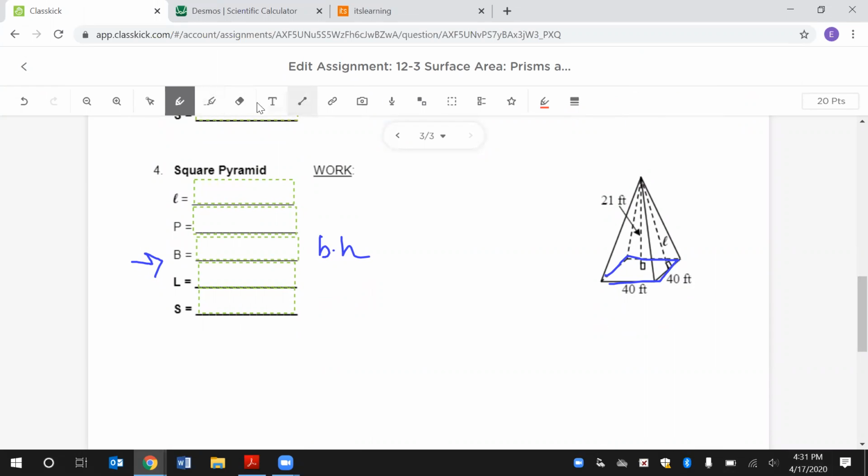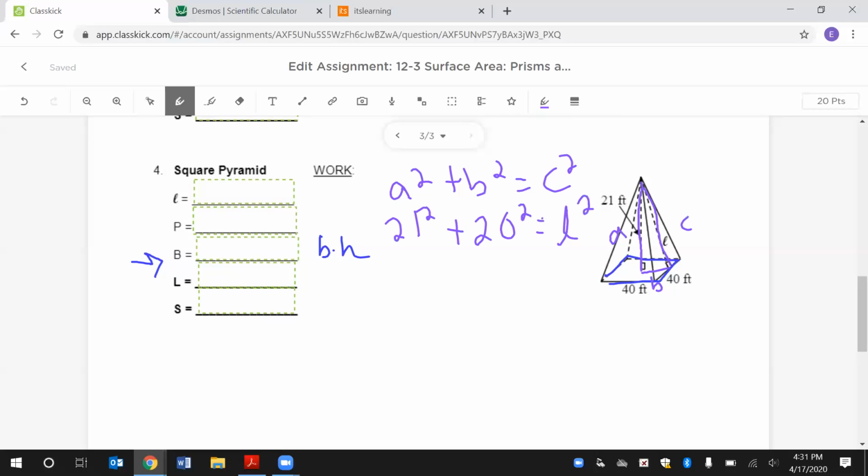You solve for it just like we did on the previous example, where I had to make a little right triangle to be able to solve for that. So there's my little right triangle, A, B, and C. A is going to be the 21. B is not 40, I only want half of it, so B is 20. And C is that L that I'm trying to find.